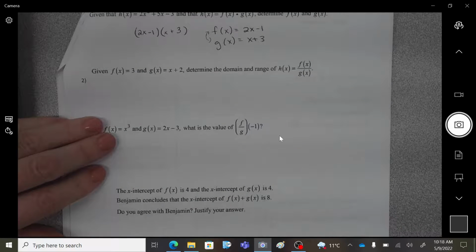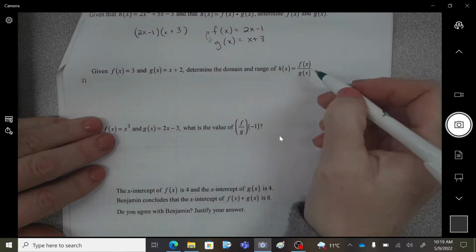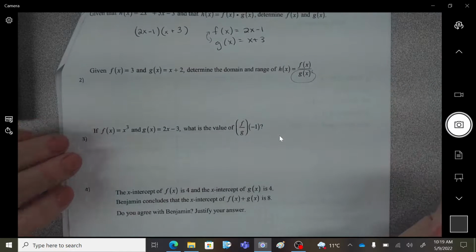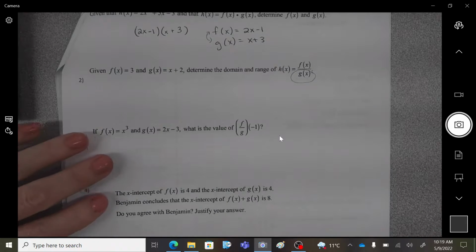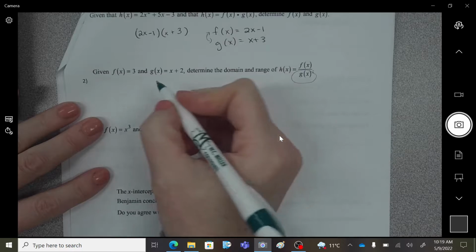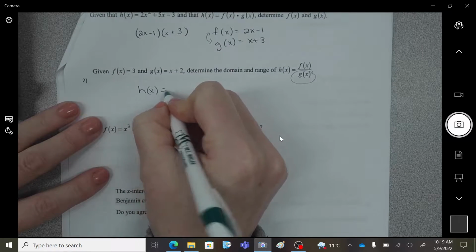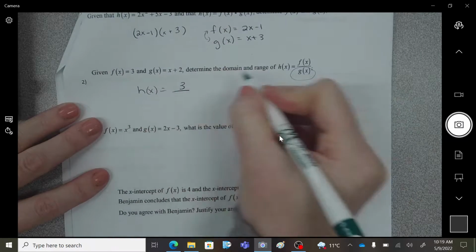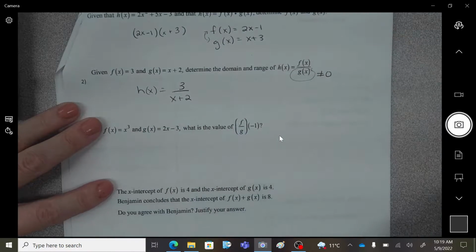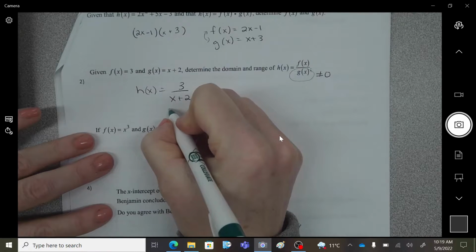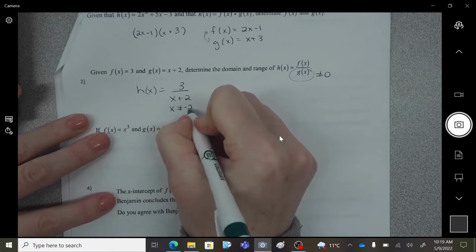Okay, given that f of x is 3, g of x is x plus 2, determine the domain and range of the division. Okay, so we would be worried about having a division by 0. So that's what we're worried about. Okay, so h of x equals f over g, so 3 over x plus 2. And I can't have that bottom being 0. So x is not allowed to be negative 2.